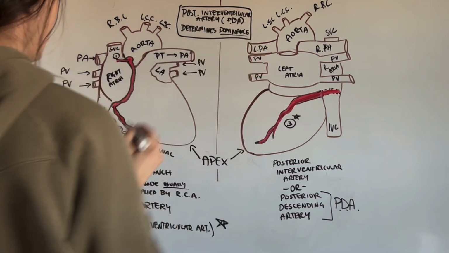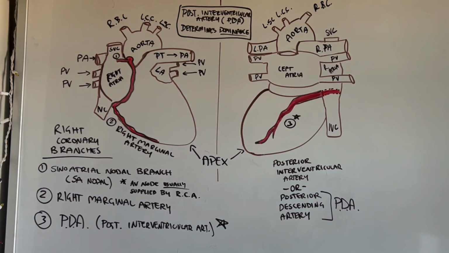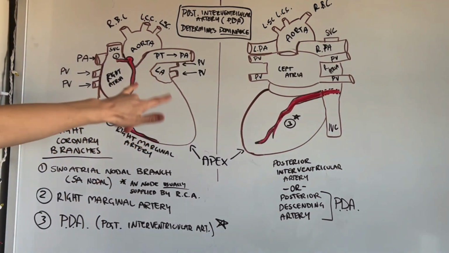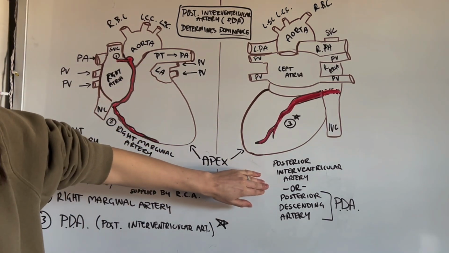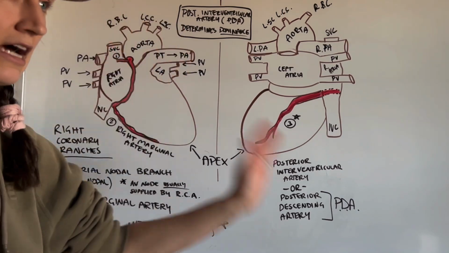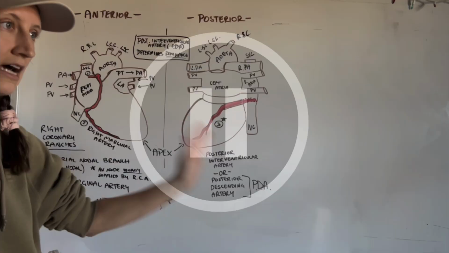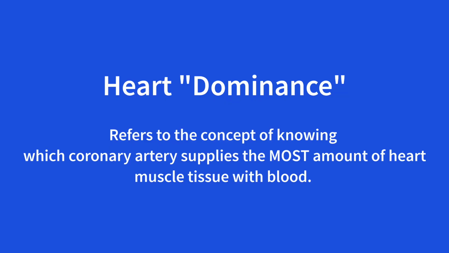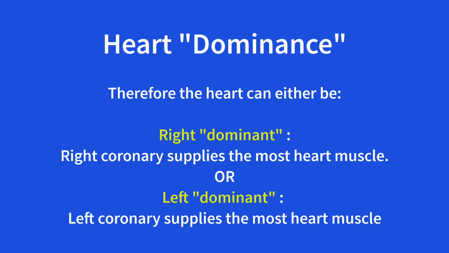Now, what do I mean by dominance? I mean whichever coronary artery gives off this branch determines heart dominance. Let me pause myself here because I get way too excited and never say what dominance actually is. Heart dominance describes which coronary artery gives the heart tissue, the muscle itself, the most blood. Therefore, one coronary artery will supply the majority of the heart.